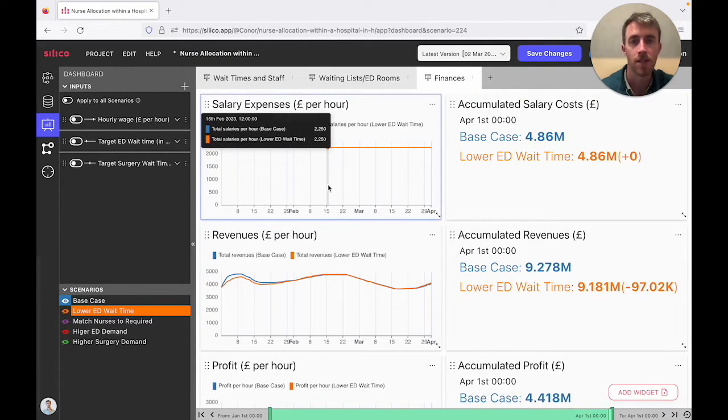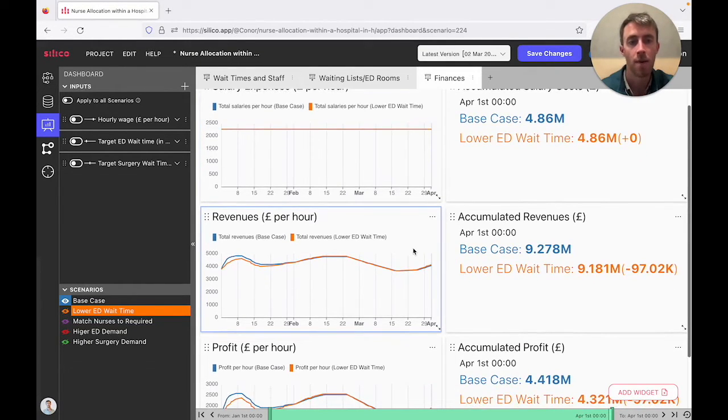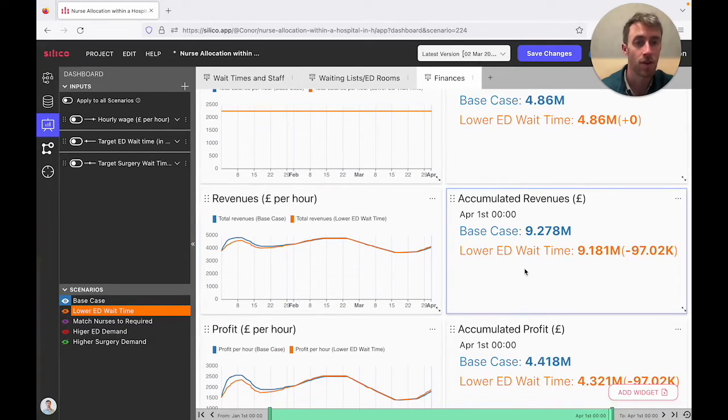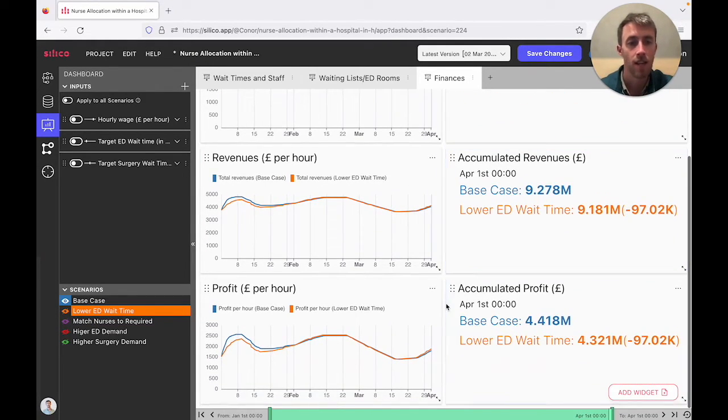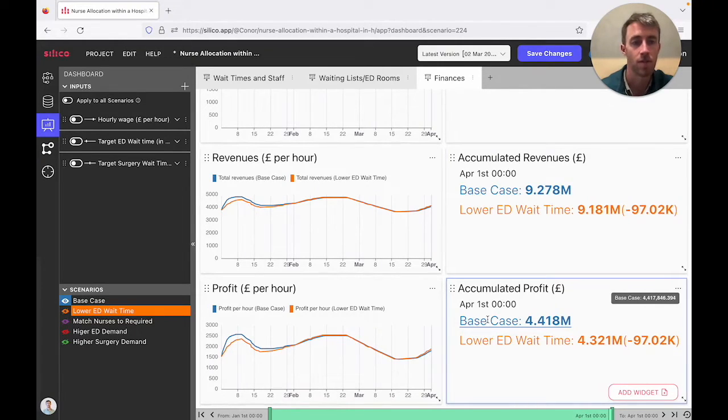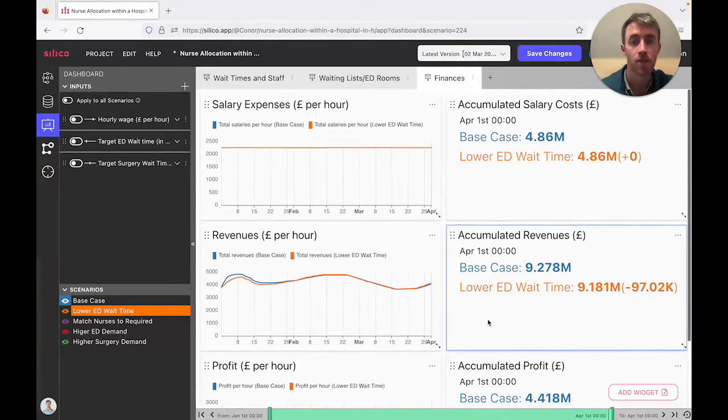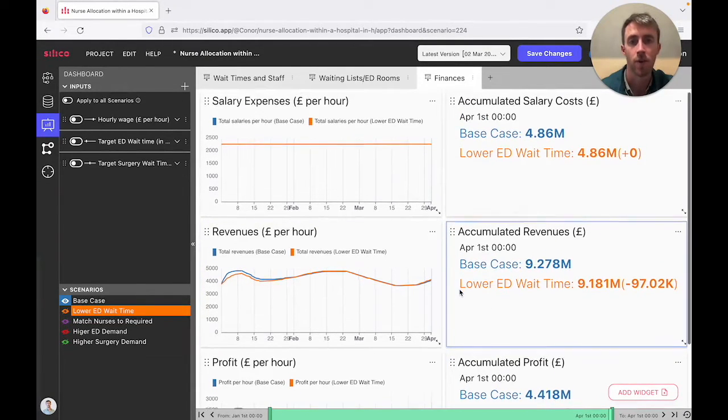So our expenses are the exact same because we haven't increased or decreased our nurses. We've just allocated them differently between different departments. We have a slight decrease overall in our revenues because there's different revenues for surgery and for ED. And with the reduction in surgery, that's slightly reduced our revenues. And then we can see the actual impact on our profit as well. So we've slightly reduced our profit in this case, without obviously any change to expenses, just based on the change in revenue.